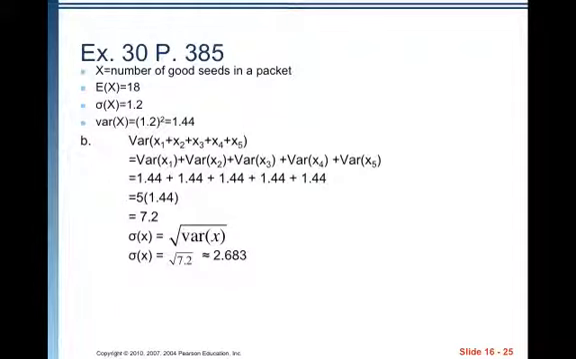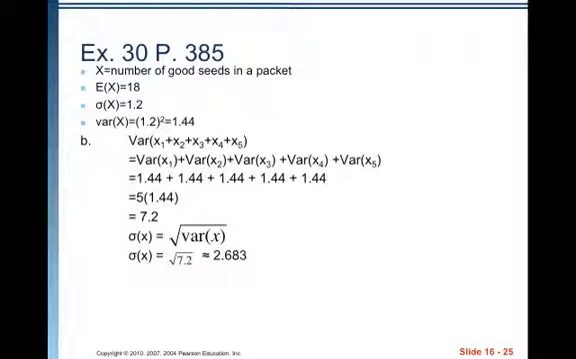B asks for what's the standard deviation. Variances add, standard deviations do not. So we'll find the variance first and then square root to get the standard deviation. So we want the variance of x1 plus x2 plus x3 plus x4 plus x5 because we've got 5 different packets. So that's going to be the variance of x1 plus variance of x2 plus variance of x3 plus variance of x4 plus variance of x5. So 1.44 plus 1.44 plus 1.44 plus 1.44 plus 1.44.